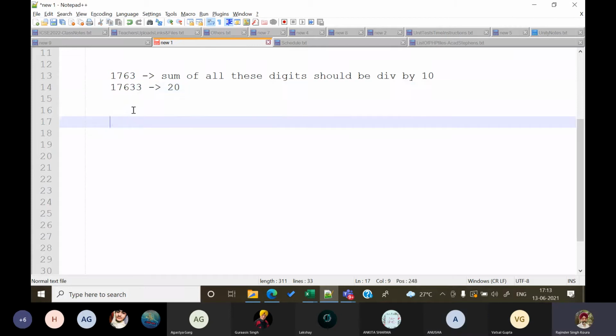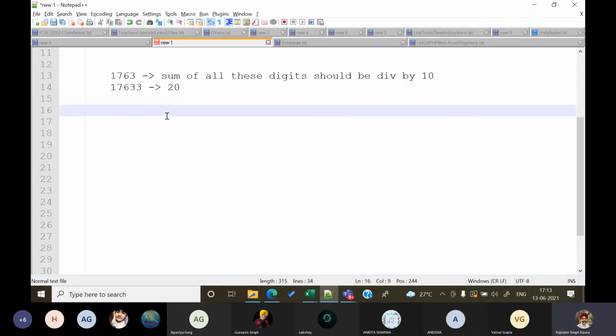Yes, sir. Okay, let me take another example. Let me take 1625. What should be the check digit? 6. So what do I do? I add a 6 to it, and then this number is divisible by 10. This whole number is divisible by 10. The sum of these digits is divisible by 10. Does it make sense, guys?